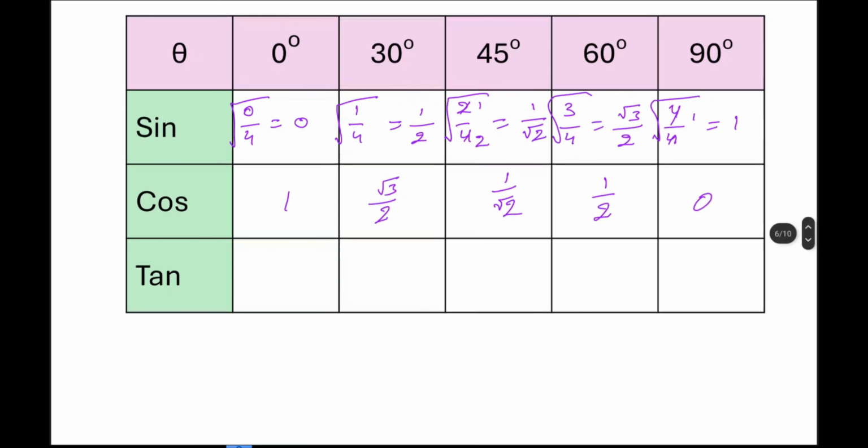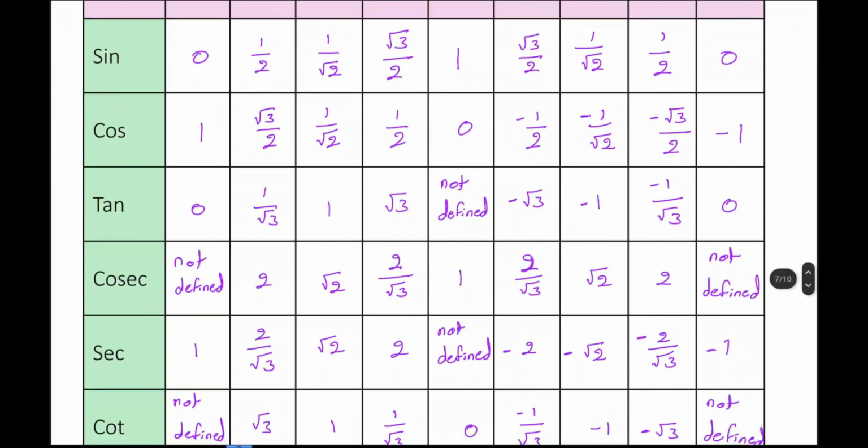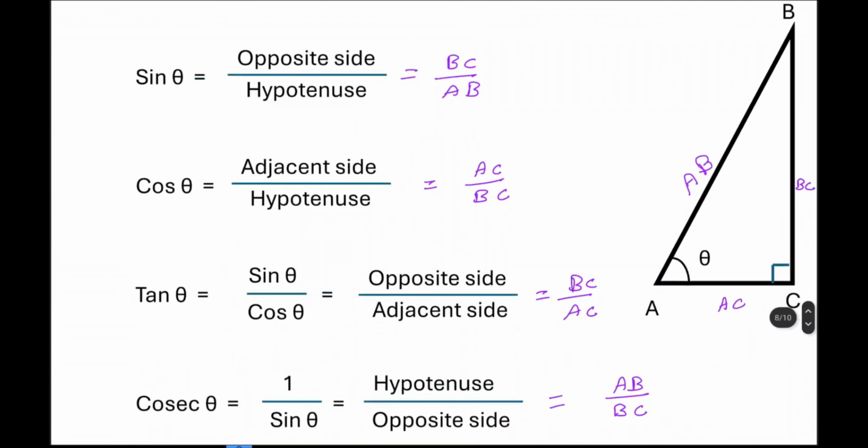That's it. Coming to tan, tan is sine by cos. 0 by 1 is 0, 1 by 2 by root 3 by 2 is 1 by root 3, 1 by root 2 by 1 by root 2, same number divided by same number gives us 1, root 3 by 2 divided by 1 by 2 gives us root 3, and 1 by 0, any number divided by 0, gives us not defined. This value is not defined. That's it. See, it's as easy as this to remember that. Coming to this table, we will see at the end of the video.